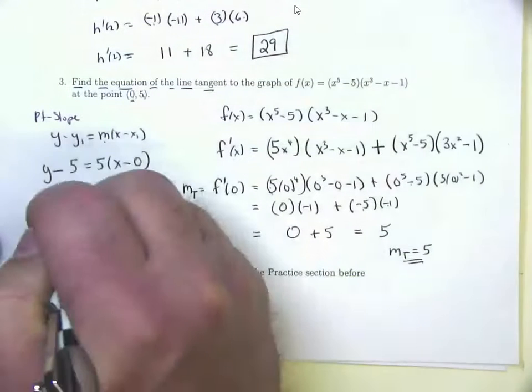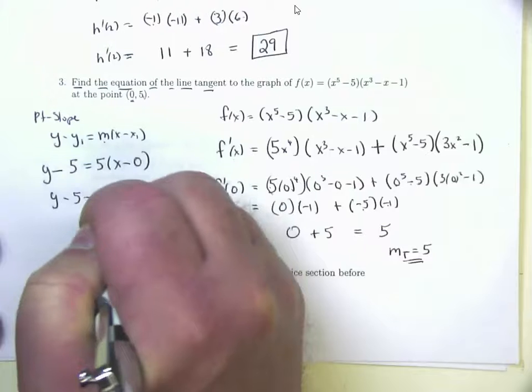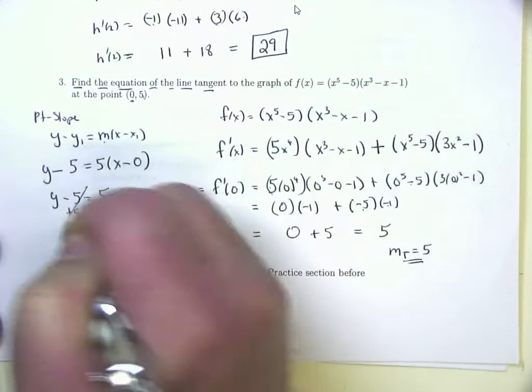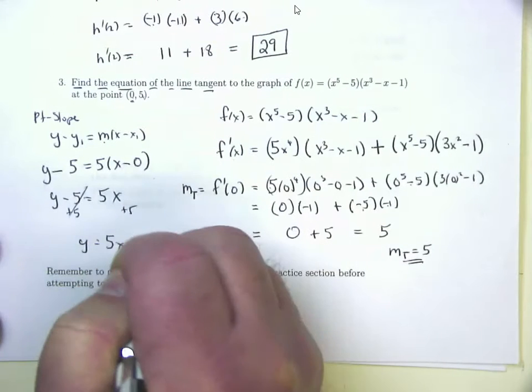So this gives you y minus 5 equals 5 times x minus 0, which is x. I'm going to add 5 to both sides. I get y equals 5x plus 5.